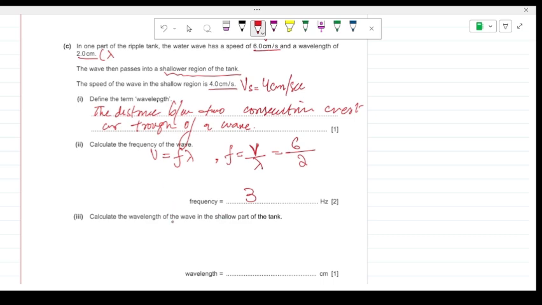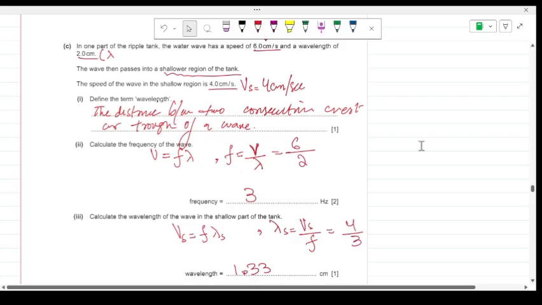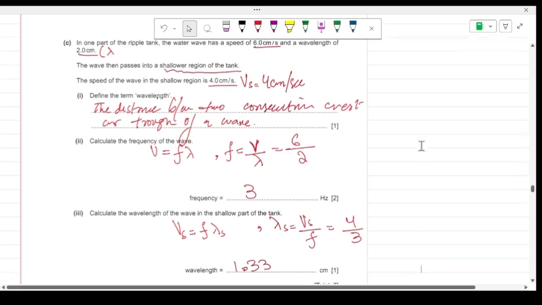So we can calculate with the help of the formula above. We can write Vs equals f lambda s, where s means the shallow part of the tank. We can calculate the wavelength as lambda s equals Vs divided by frequency. Vs is given as 4, divided by 3, which comes out to be 1.33 centimeter. And you can see that if the speed of a wave decreases, the wavelength also decreases, from 2 to 1.3 centimeter. Now moving on to the next question.